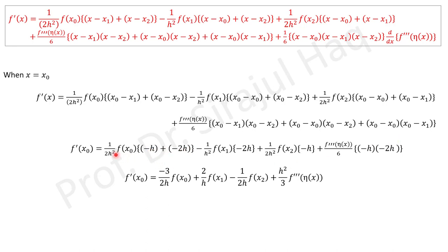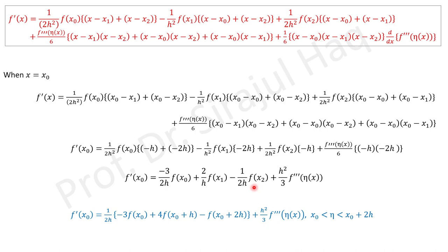Minus 3h, so 1h will cancel, minus 3 divided by 2h f of x naught. This h will cancel with this h, so you have minus and minus plus 2h divided by, multiplied by f of x1. This h and this h will cancel, so minus 1 over 2h f of x2. Minus and minus plus, plus 2h square, so 2 will cancel here. So h square divided by 3 times the third order derivative of the function. And if I take 1 over 2h common, I have minus 3 f of x naught plus 4 f of x1 minus f of x2. So x2 is x naught plus 2h, x1 is x naught plus h, x naught is x naught. And this eta lies between x naught and x naught plus 2h.